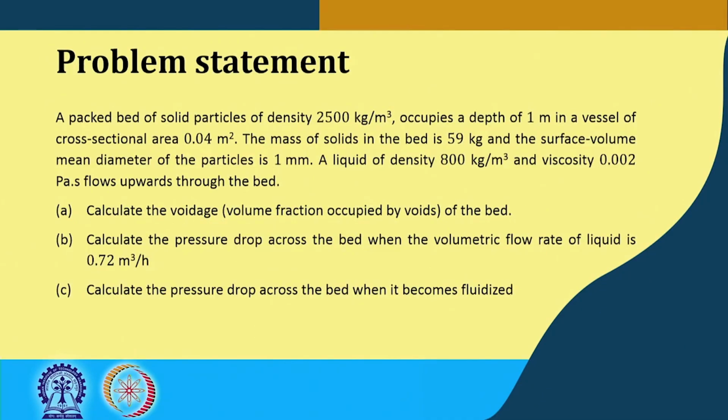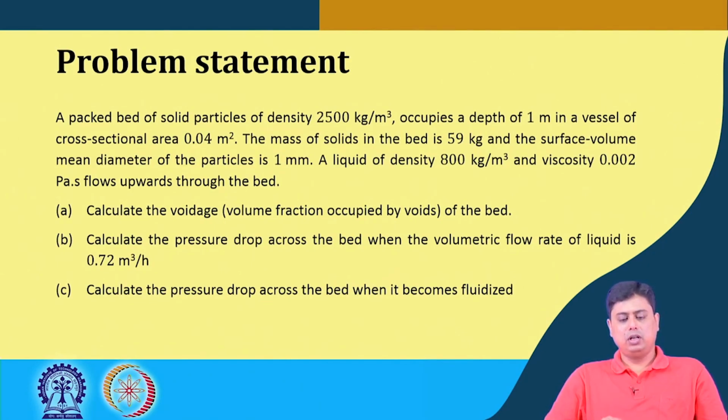Now, coming to the next problem. The problem says that a packed bed of solid particles of known density occupies a depth of 1 meter in a vessel of cross sectional area 0.04 meter square. The mass of solid in the bed is known, the surface volume mean diameter is given, liquid density and viscosity is also provided. So, we have to calculate the voidage of the bed, the pressure drop when the volumetric flow rate of the liquid is 0.72 meter cube per hour, and the pressure drop across the bed when it becomes fluidized.